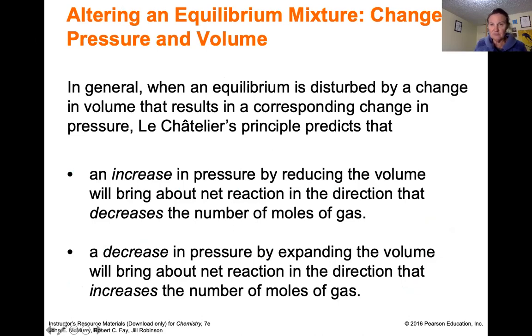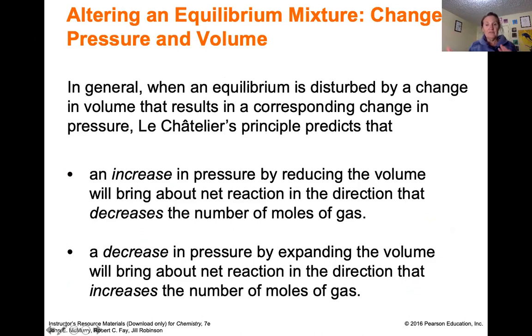So in general, just like concentration, you can think about the general changes in pressure and volume. If you disturb an equilibrium, Le Chatelier's principle predicts that if you increase the pressure by reducing the volume, you'll bring about net reaction in the direction that decreases the number of moles of gas. If you happen to have 2 moles of gas on each side, or an equal number on each side, then nothing can relieve the stress, so the reaction won't change.